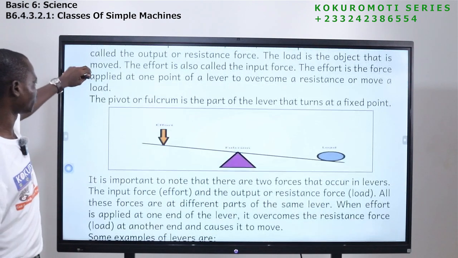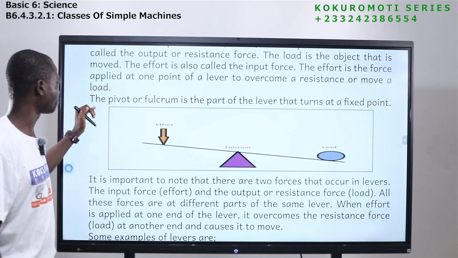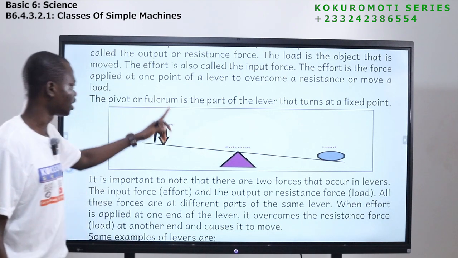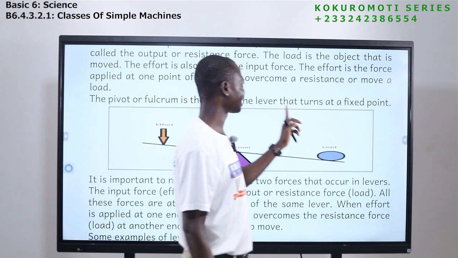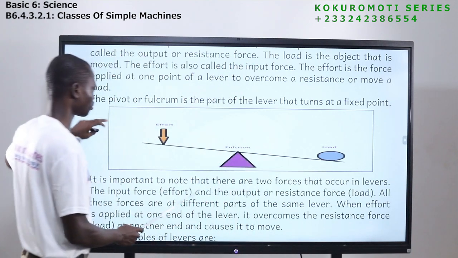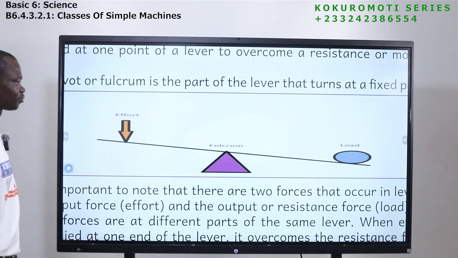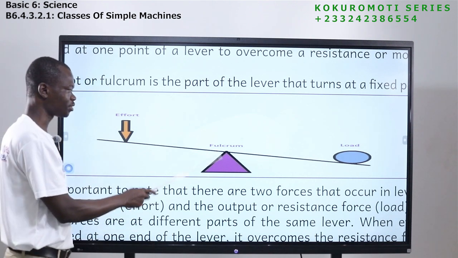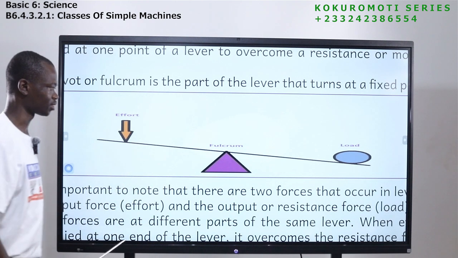So now let's come here. A pivot is the same as the fulcrum. So a pivot or a fulcrum is a part of the lever that turns at a fixed point. So this is an example of a lever. Here, the fulcrum or the pivot is here. This is where turning takes place.